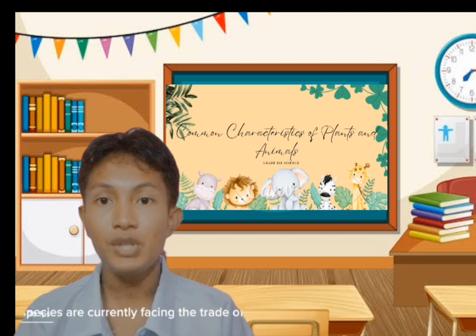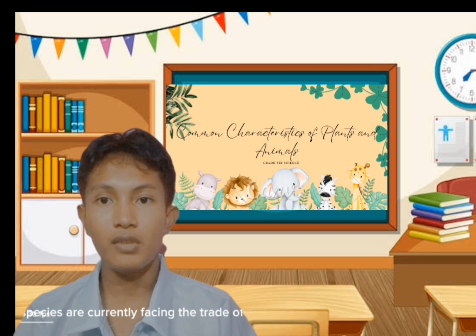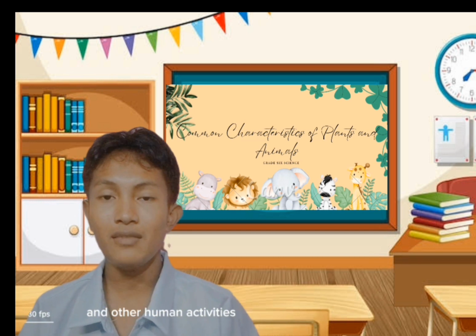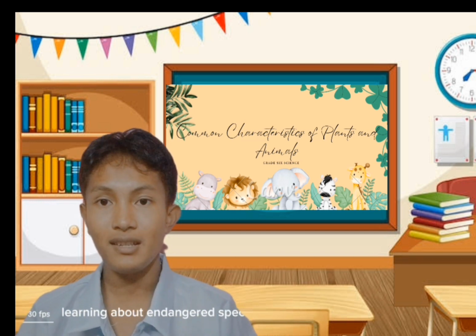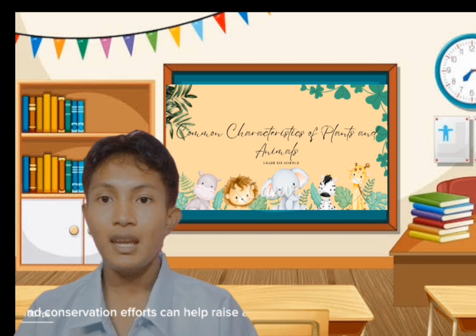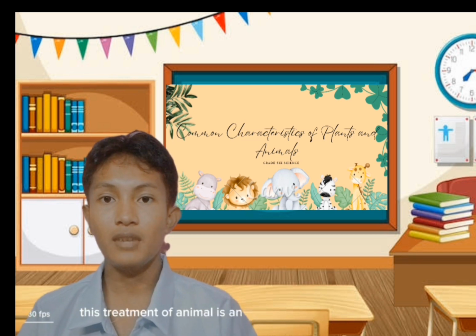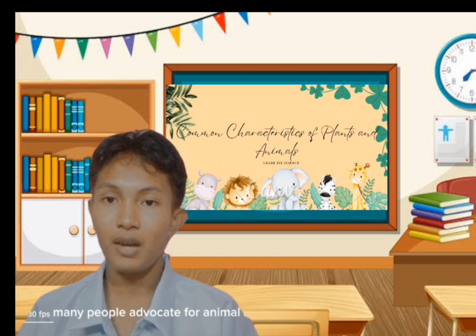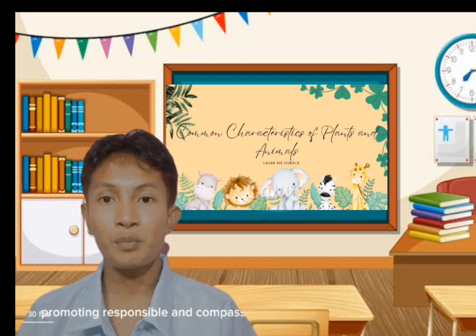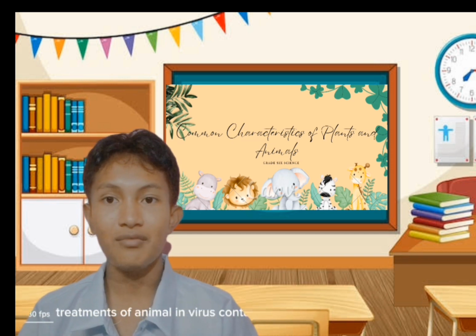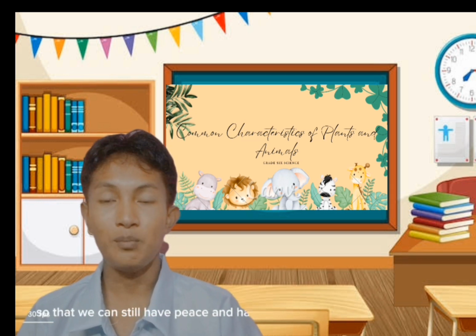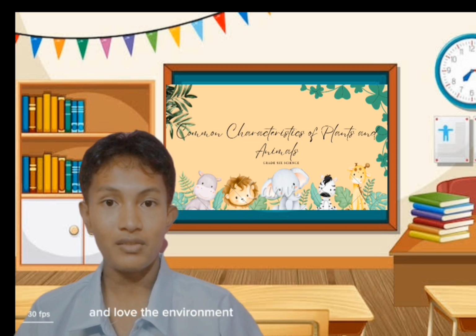Unfortunately, many animal species are currently facing the threat of extinction due to habitat loss, pollution, climate change, and other human activities. Learning about endangered species and conservation efforts can raise awareness and promote action to protect these vulnerable creatures. The treatment of animals is an important ethical consideration. Many people advocate for animal rights and welfare, promoting responsible and compassionate treatment of animals in various contexts such as farming, research, and entertainment, so that we can still have peace and harmony, love nature, and love the environment.